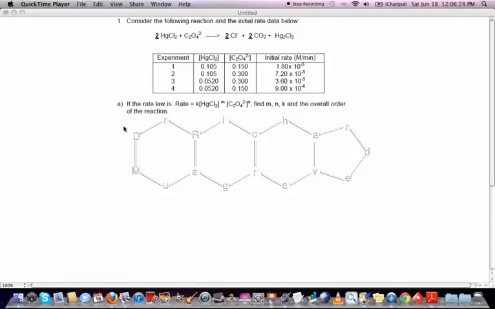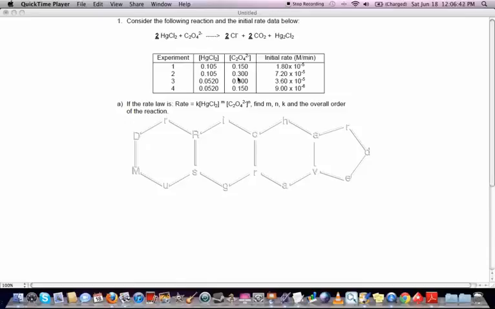Here's an example of how to calculate the rate constant K, M, and N. That's the reaction orders with respect to each of the reactants. So we're dealing with the same reactions we were in the first mini lecture. In the first mini lecture I actually gave you what the values of M and N were. Now we're actually going to go ahead and find them.